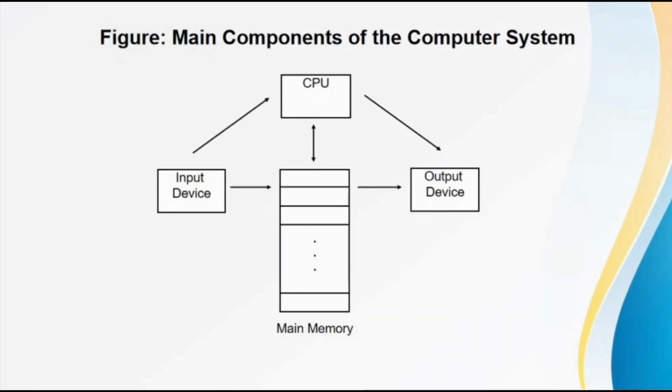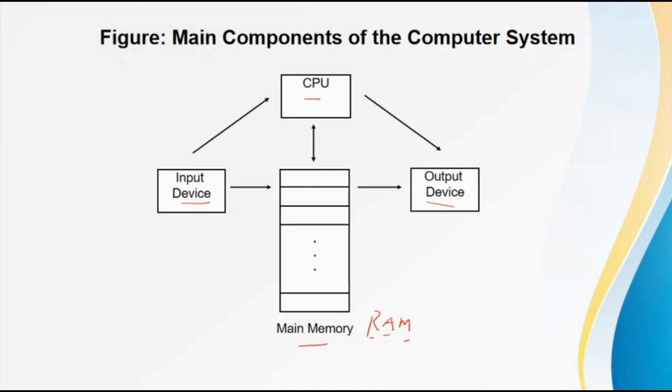We have here a figure showing the four main components of the computer system: the input device, the output device, the main memory, or also called the RAM, random access memory, the built-in memory of the computer, and the fourth is the CPU. This figure tells us how each component relates to other components.